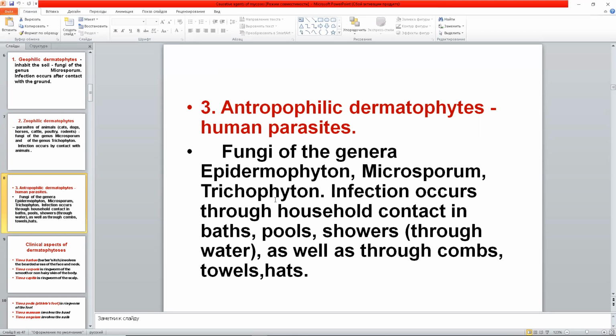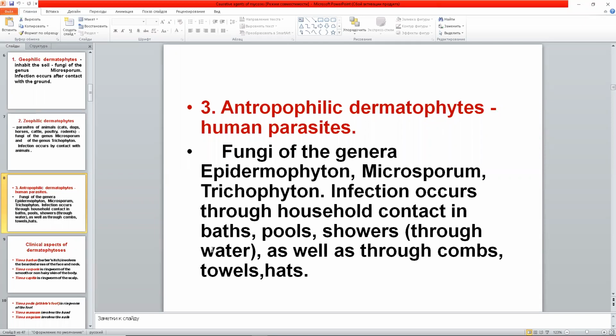Infection occurs through household contact in baths, swimming pools, showers, and common shower rooms, through the water, as well as through sharing of combs, towels, hats, and shoes. If nails are infected, it is supposed to be by sharing of shoes. If hair is infected, it is supposed to be by sharing combs and hats, and so on.